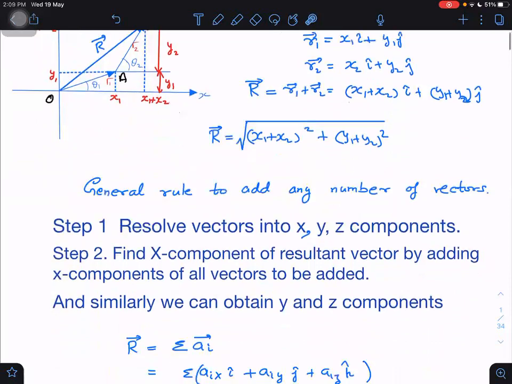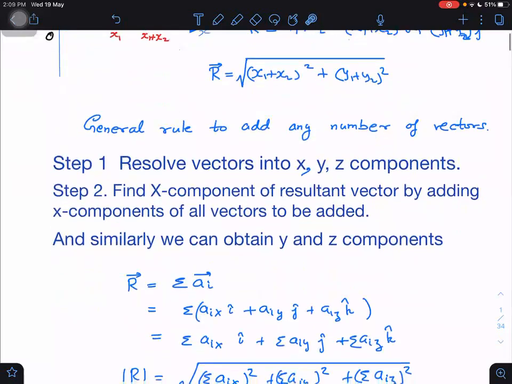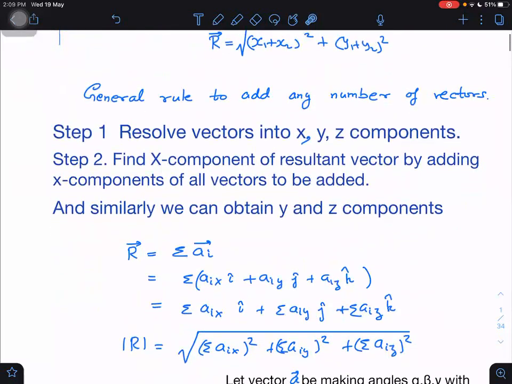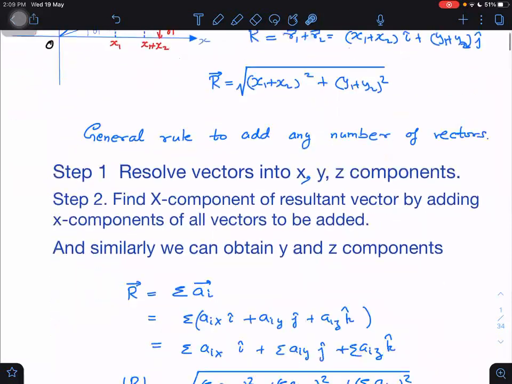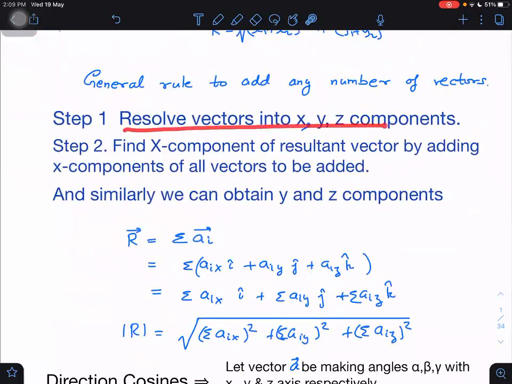Next, the general rule to add any number of vectors. This will be the general rule. This I have written, just explained again. We have to resolve the vector into xyz components. And what do we have to do next?